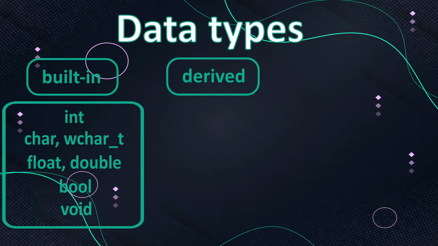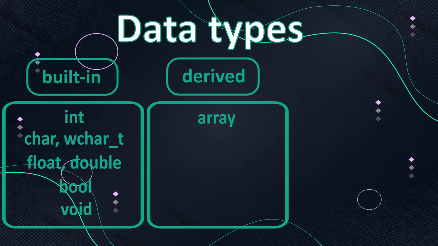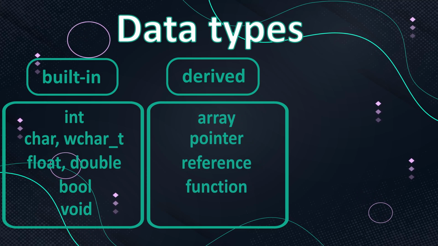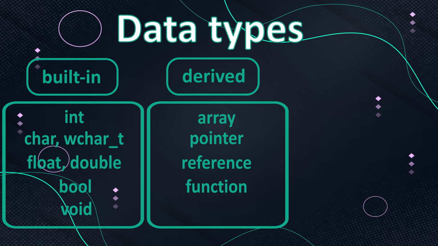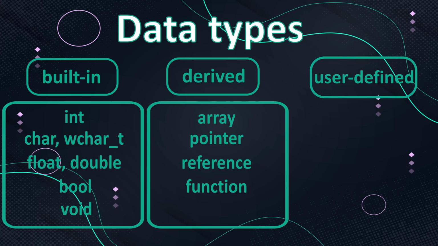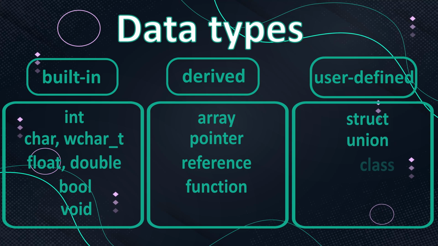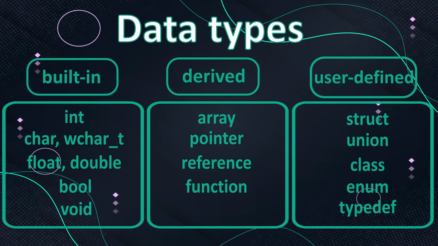Next, we have derived data types. These are formed from the built-in data types and include arrays, pointers, references, and function types. They allow more complex operations and data structures to be built from the simple ones. Finally, user-defined data types allow programmers to build their own data types. These could be structures, unions, classes, enumerations, and typedefs.